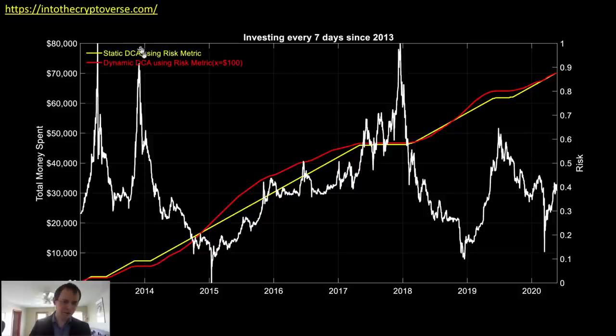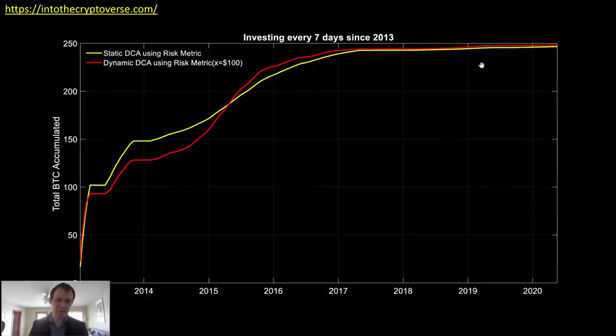So the same approach, dynamic DCA using the risk metric and then static DCA using the risk metric, where our X value is $100. So we're keeping all of that the same, and this is investing every 7 days. So you're still putting in the same amount of money. You can see here it would have corresponded to around $70,000 over the last 8 years. And surprisingly, in this situation, your current number of Bitcoin would still be about the same had you done either approach. It's interesting, and I think it's not hard to understand why. It's because if you were putting in money in 2013, this is when Bitcoin was going parabolic.